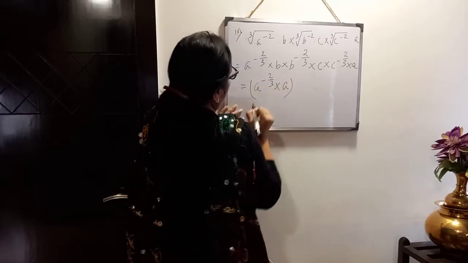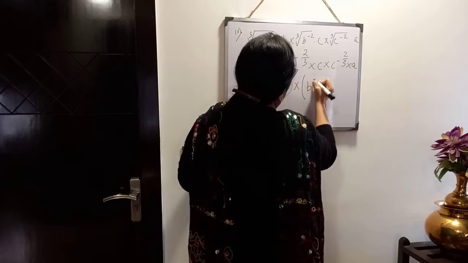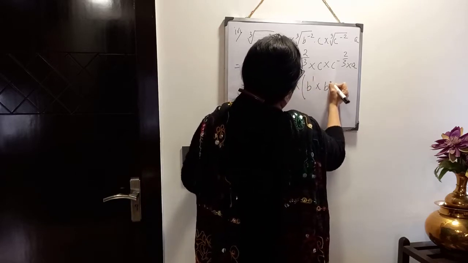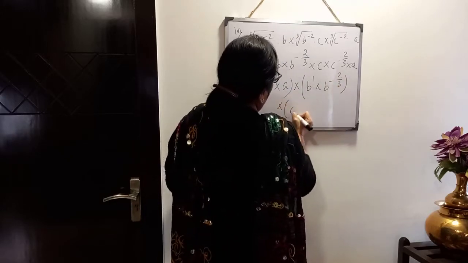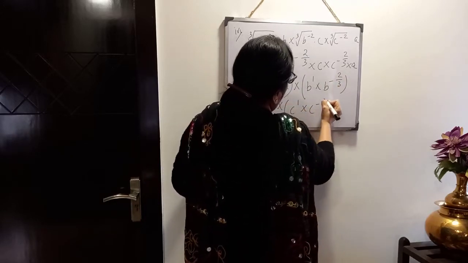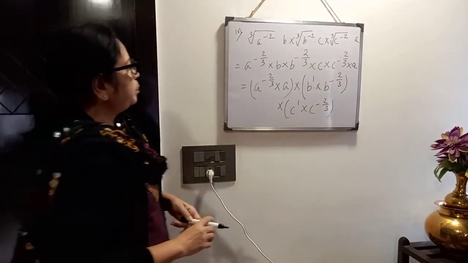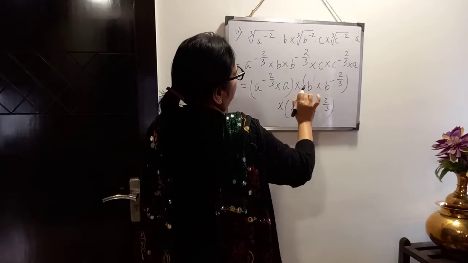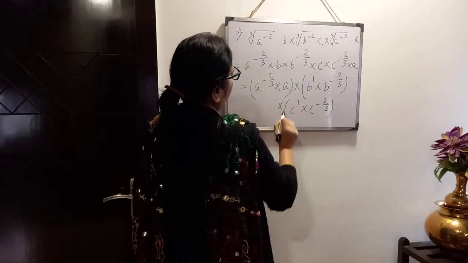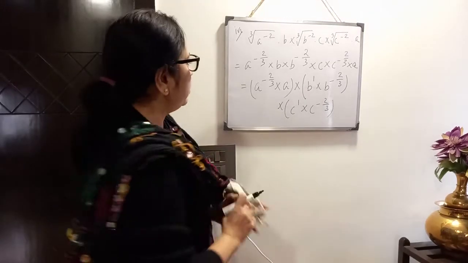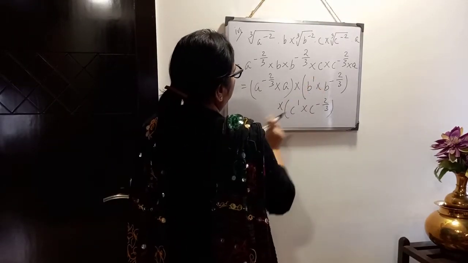Clear? I am keeping one bracket. Keep it in one bracket. Now here b to the power 1 into b to the power minus 2 by 3. Similarly, c to the power 1 into c to the power minus 2 by 3. Now you see here 1 I have written first time, but you will not write. Clear? Now first we are starting this chapter, that's why I have written here 1. If you will not write anything, that means power is 1.